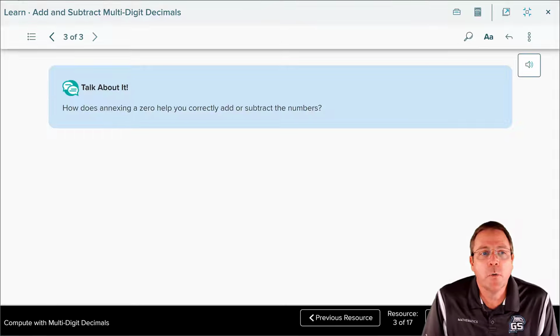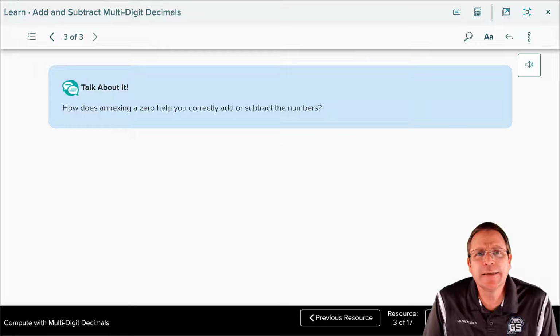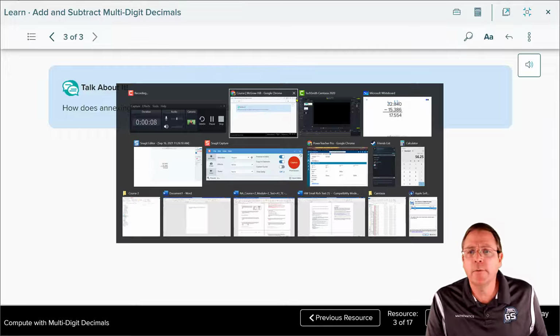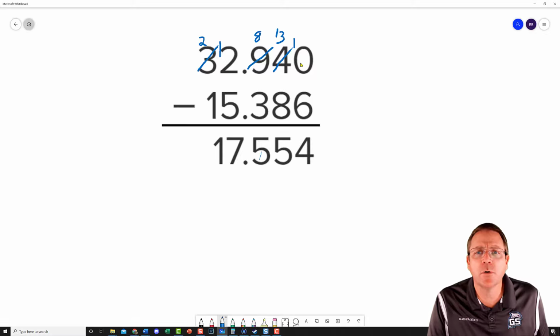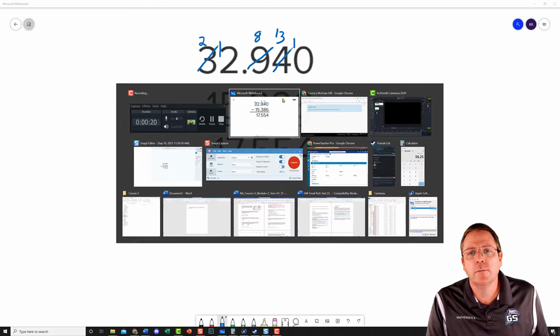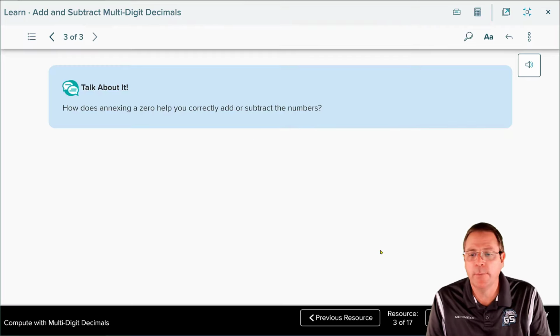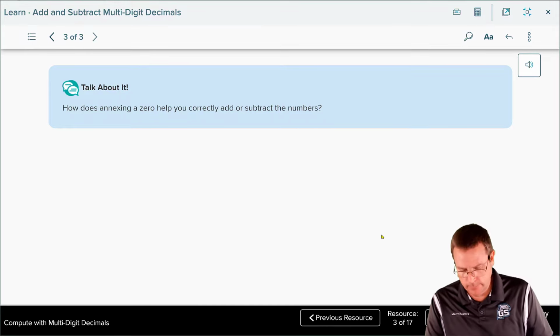For the Talk About It question, they asked, how does annexing a zero help you to add and subtract numbers easily? Well, if you go back and look at where we did it here, we annexed a zero in here, and it holds a place. It's a placeholder just to help us say, well, you know what? There's something there. I'm taking 6 away from something. So it really does indeed help us to keep all of our numbers aligned and straight.